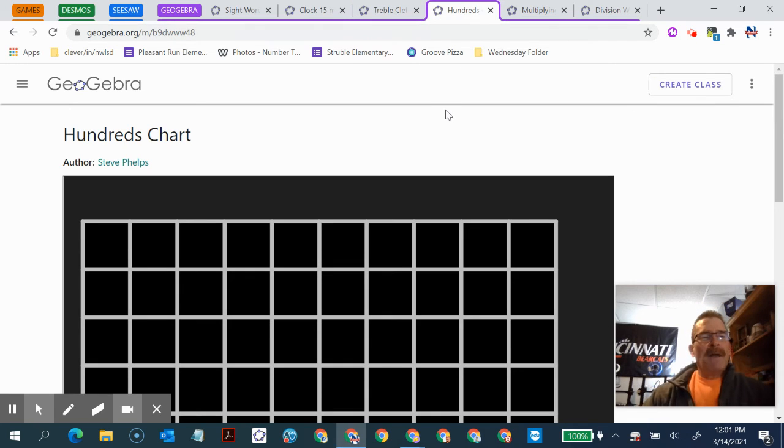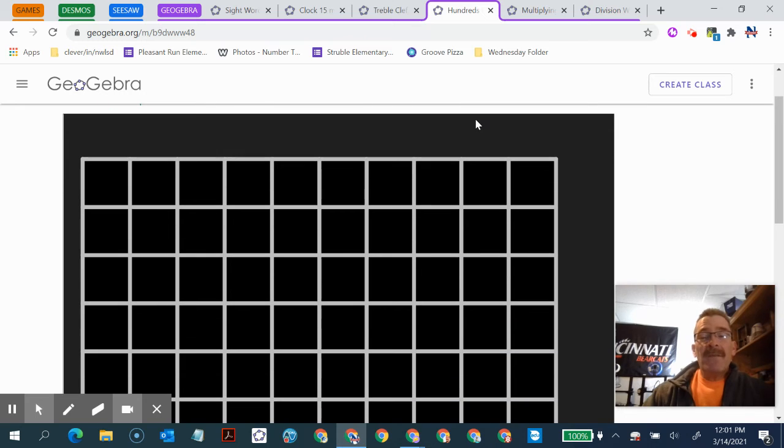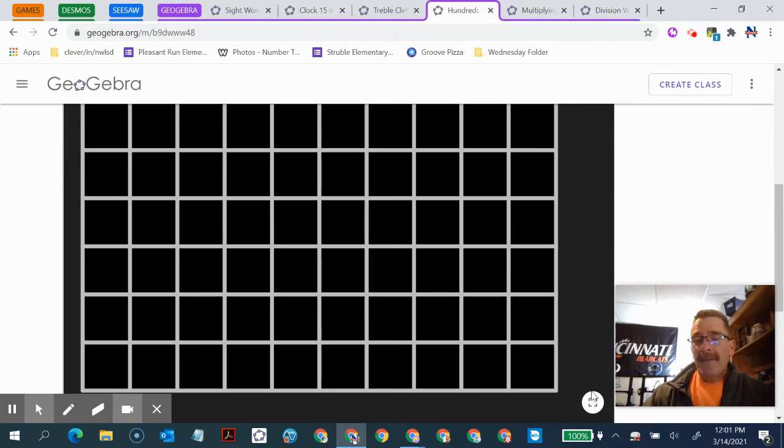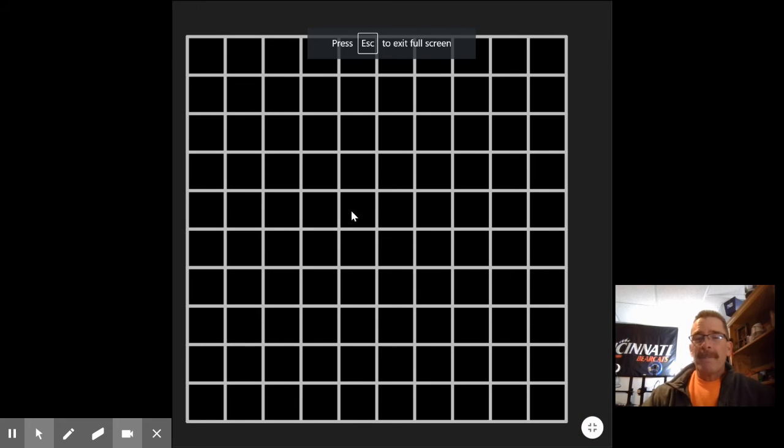And I've seen some 100 charts being used. This is a cool hundreds chart. I think it's cool. You may not think it's cool. I'm going to go full screen with this puppy. So when I click on a square once, it turns white. When I click on it again, it displays a number.